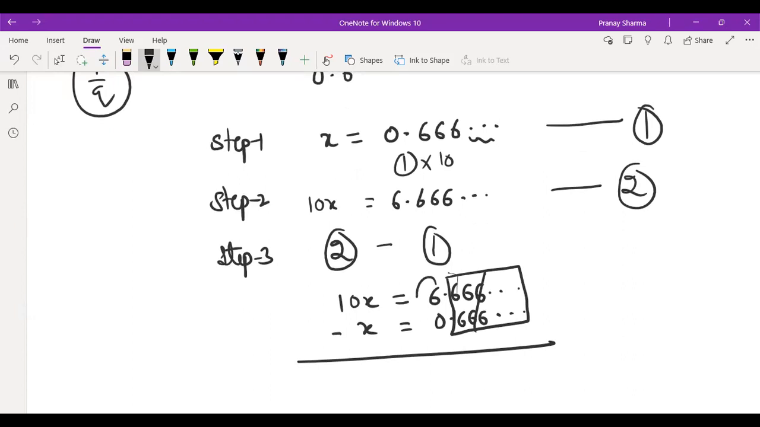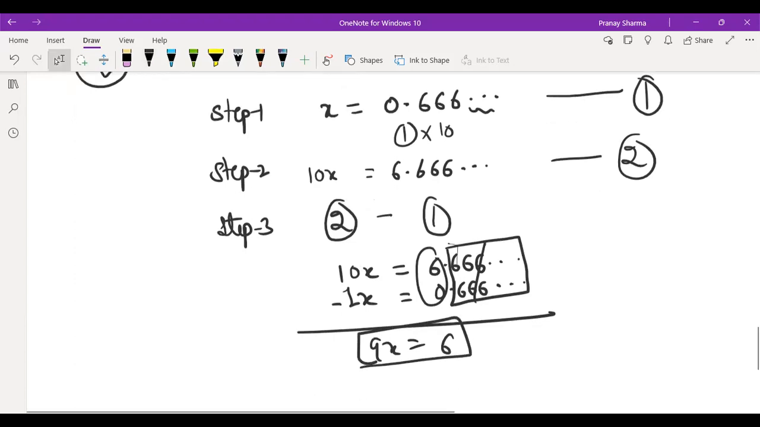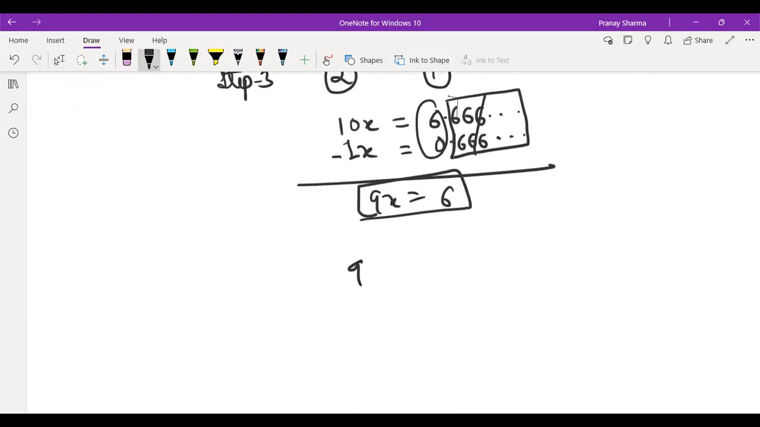6 minus 0 will be what? 6. This will be what? 10x minus 1x will be 9x. Now we get a linear equation in one variable. All right. So it will be 9x equals 6. So that means x should be 6 over 9. So this will be 2 over 3.